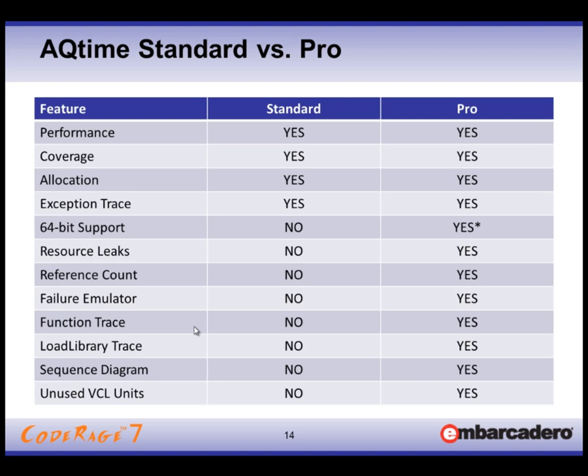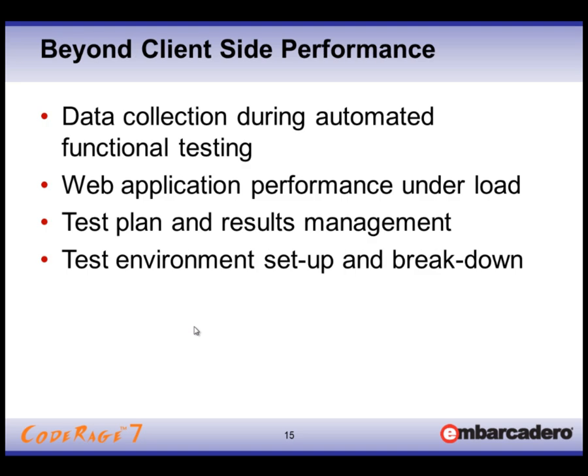You can use this list. There is a very detailed form on the website that shows you what's different, but fundamentally performance, coverage, allocation, which are the 3 I would say most important analysis that you can do with your application, are all available in Standard. However, the number of modules you can analyze at one point of time is 5. With Pro you don't have this limitation.